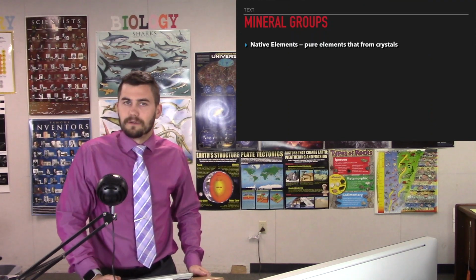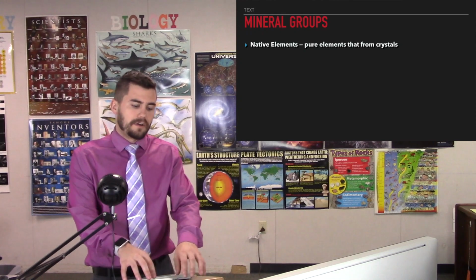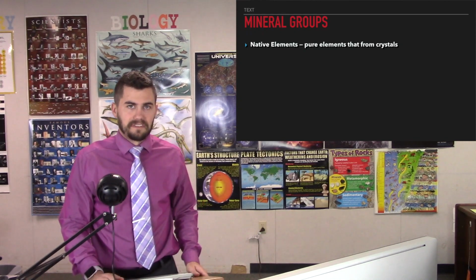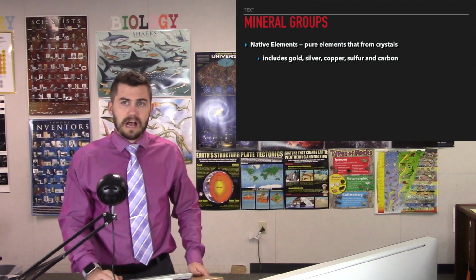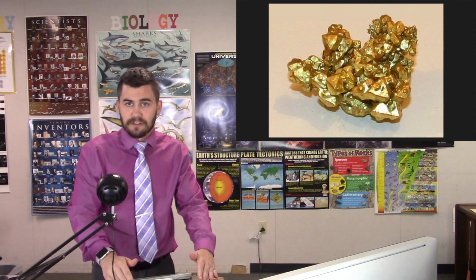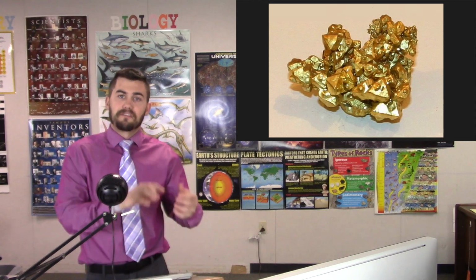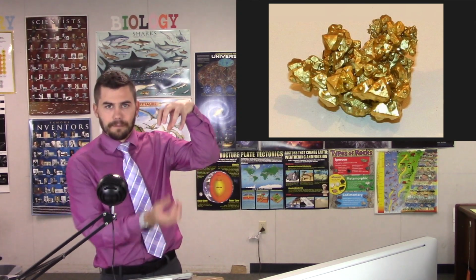The final one, which is very different, these are the native elements. So these are different because they're not compounds actually, they're just pure elements. So this includes gold, silver, copper, sulfur, and carbon. So this is really bizarre, but this is pure or relatively pure gold. But you can see it's formed what's called a tetrahedron, which is like an 8-sided dice, a pyramid on top and a pyramid on bottom. Not very typical to see that.